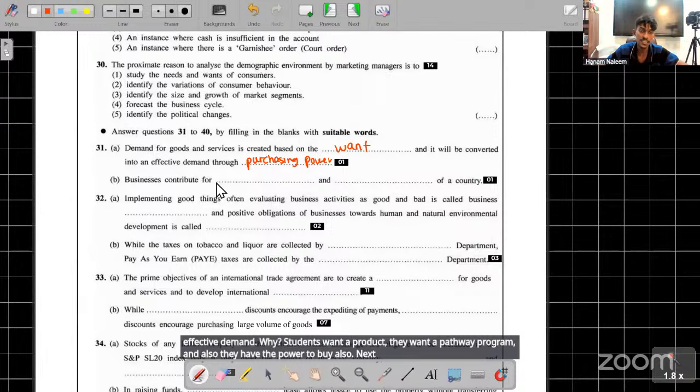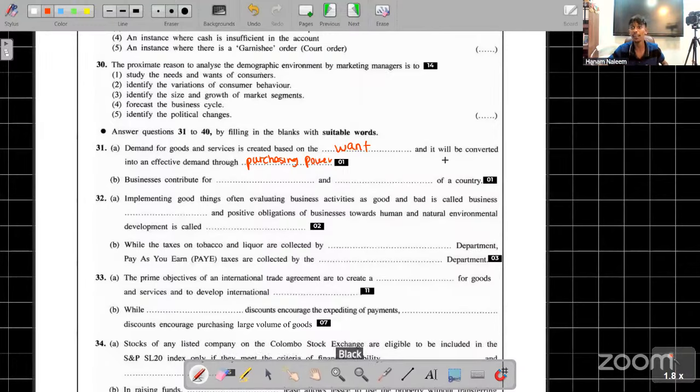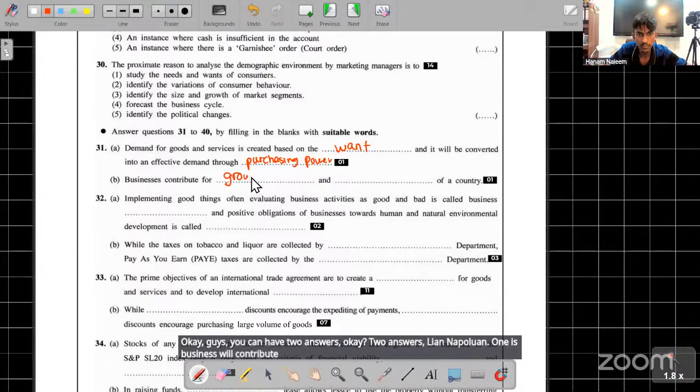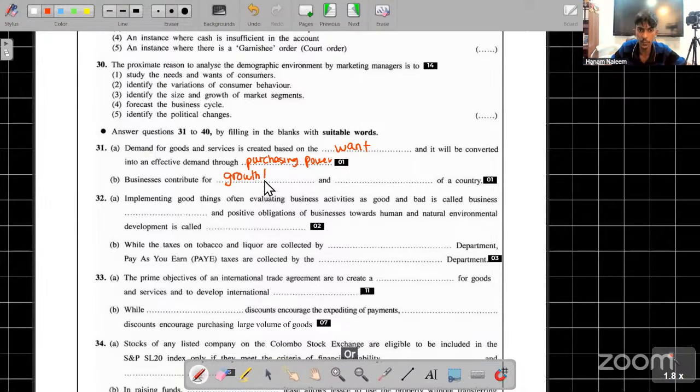Next one. Business contributes to a good question. Blank and blank of a country. What and what of a country? No, no, fill in the blanks. You have to write only a one word answer. Okay guys, you can have two answers. One is business will contribute to the growth, or you can say another word for growth, development. Growth or development. And what's the other term?